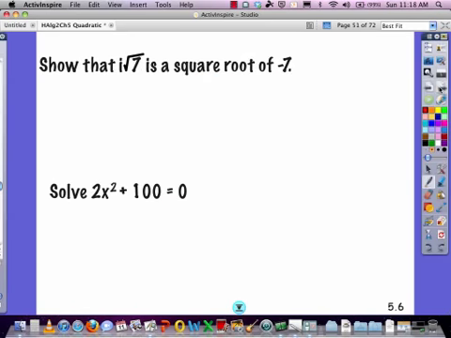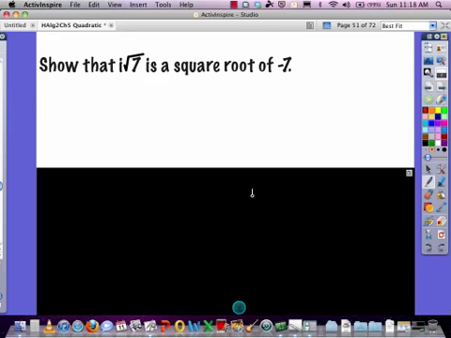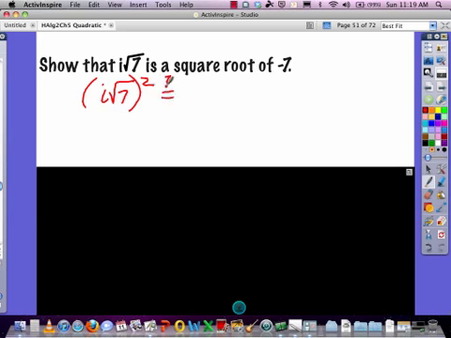All right. On this one, show that i square root of 7 is the square root of negative 7. Now, what we mean here, and let's just focus on one of these at a time, is show that that number is the square root. If it's the square root, then we should be able to square it, and it should equal that negative 7. So that's probably our best plan of attack here. So let's take i radical 7. Let's go ahead and square it, and let's see, this is our question, if it really equals negative 7.